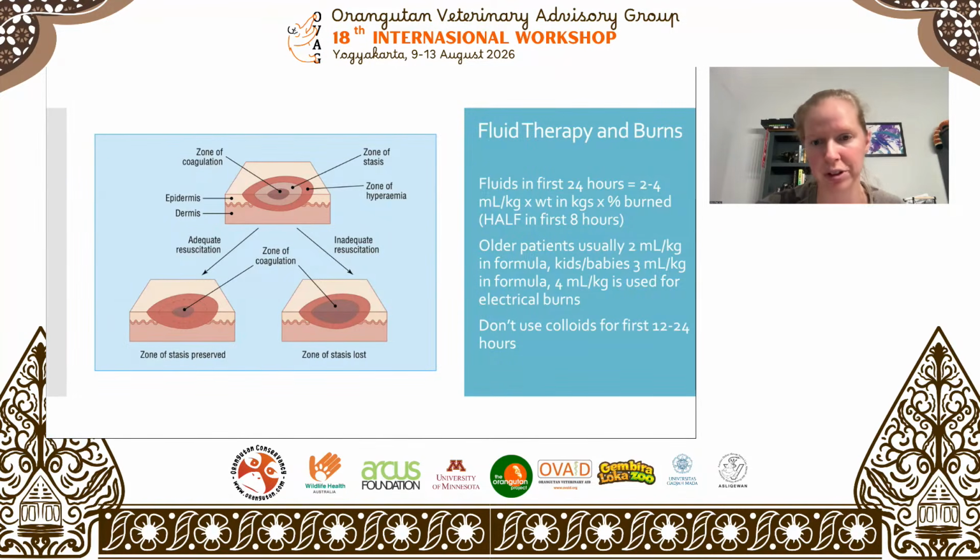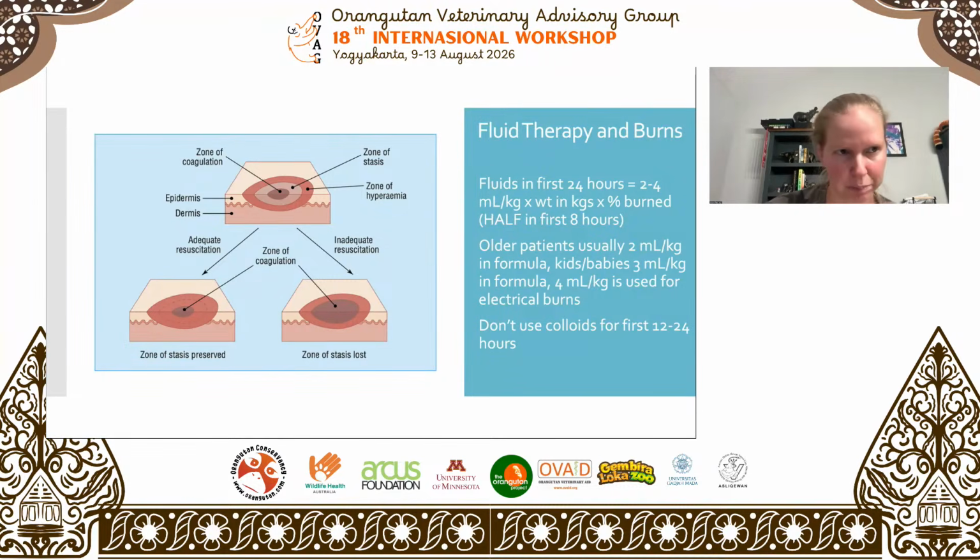And what will happen is if we give her the right amount of fluids, if we resuscitate her adequately, then we will hopefully be able to keep alive that zone of stasis, and we will only have lost the portion of the skin that was actually cooked, actually burned by the burn, and we'll save it. If we don't give that amount of fluids that we actually need, then we will unfortunately lose that. We won't get enough fluid to perfuse that zone of stasis and it will die off.